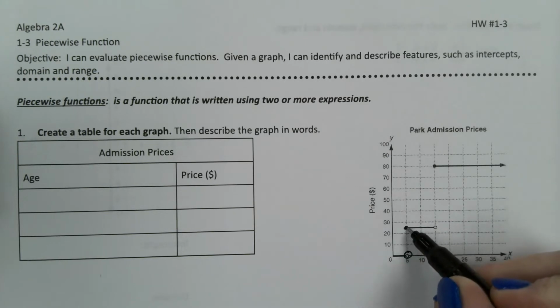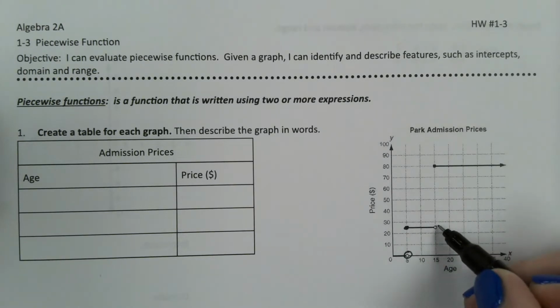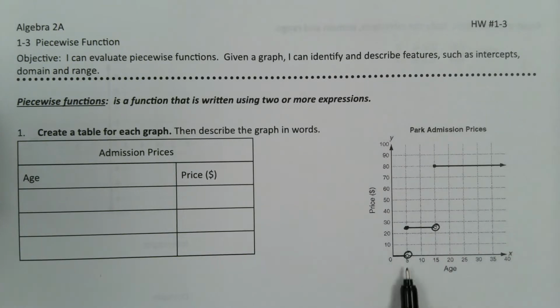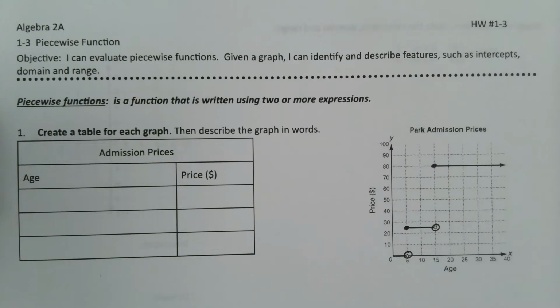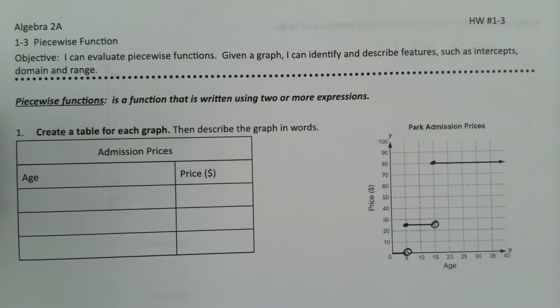At this next one, I have a closed circle right here to an open circle. This next part of the graph says if you are 5 to under 15, then you cost $25. And then here we have a closed circle, so if you are 15 years old and older, you cost $80 to get in. So this is an example of a piecewise function where we have different age groups costing different amounts of money to get in someplace.